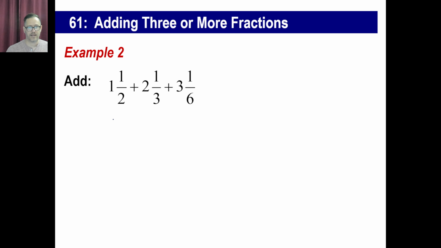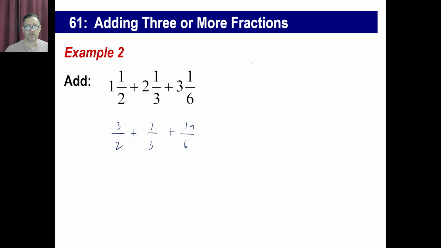So let's do this. 1.5 turns into 3 over 2. 2 1/3 turns into 7 over 3. 3 and 1/6: 6 times 3 is 18 plus 1, 19 over 6. Now, here we can do the same thing. I think we all recognize that 2 and 3 and 6 all go into 6. Pretend you didn't.